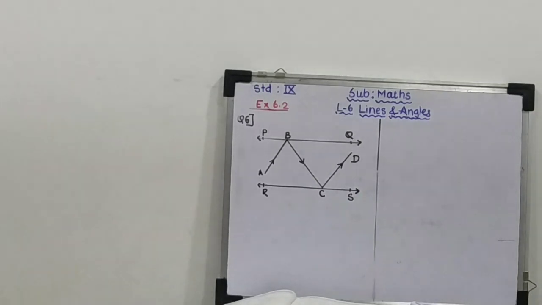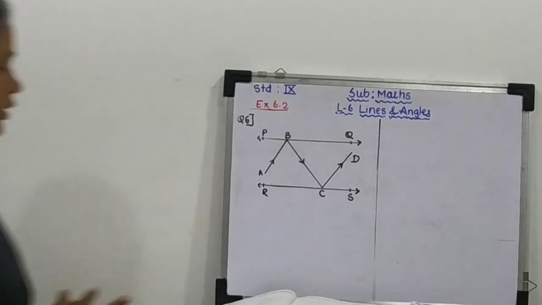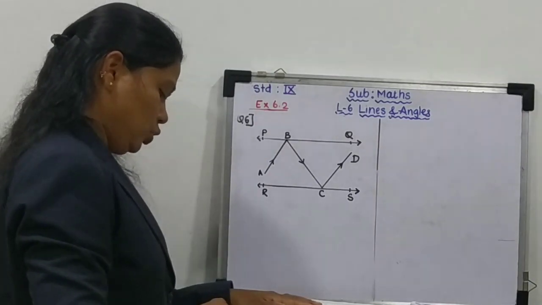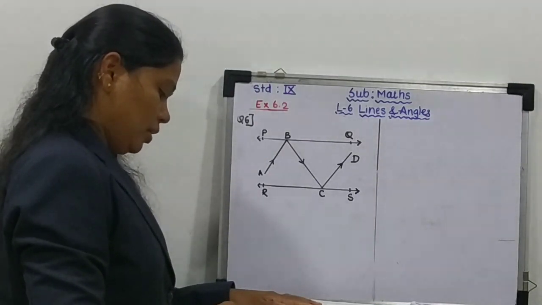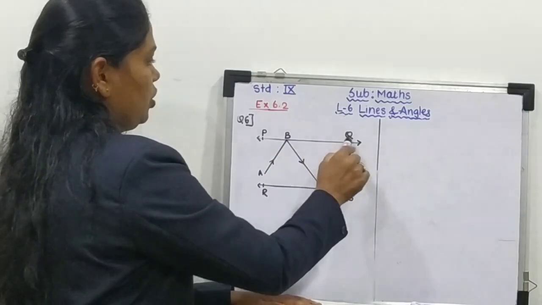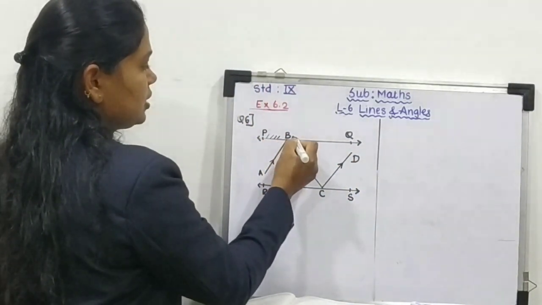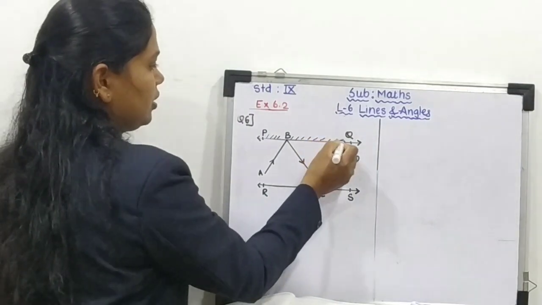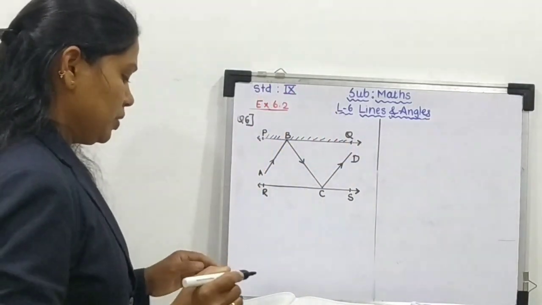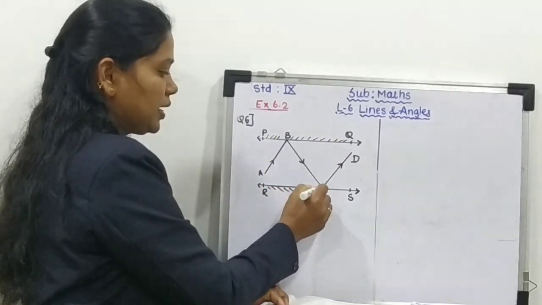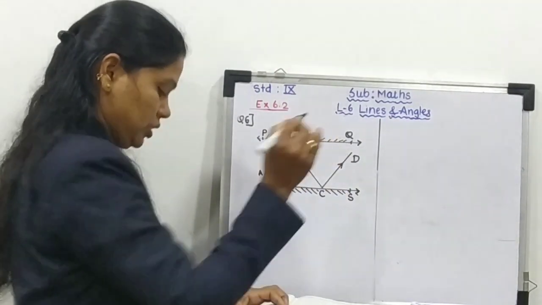See student, I will read question number 6 because it is too big to write. In the figure, PQ and RS are two mirrors placed parallel to each other. See, PQ and RS, these are the two mirrors. That's why these lines are shown over there. These are the mirrors.